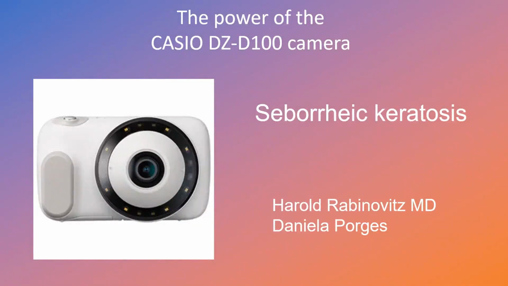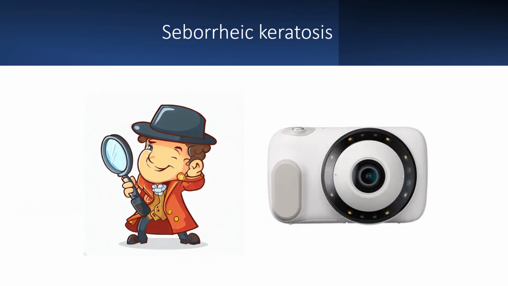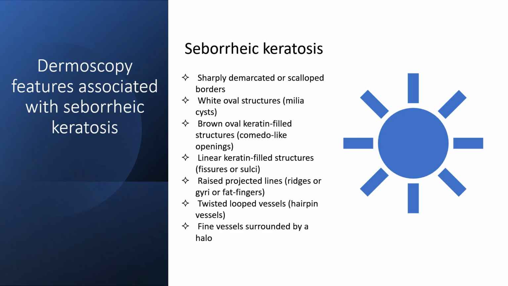So let's review seborrheic keratoses. These are all the features associated with seborrheic keratosis with dermoscopy. Sharply demarcated or scalloped borders, white oval structures, the so-called milia-like cysts, the brown oval keratin-filled structures, the comedone-like openings, the linear keratin-filled structures, the fissures, the raised projected areas, the ridges or gyri or fat fingers, the twisted loop vessels, also known as hairpin vessels, and fine vessels surrounded by a halo.